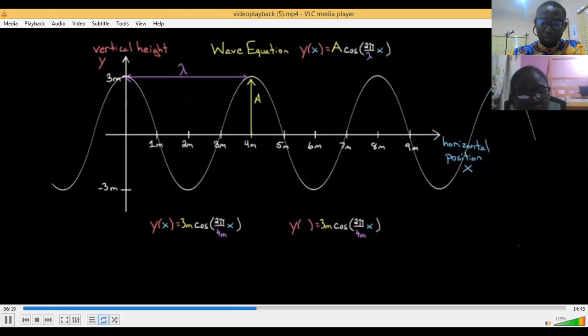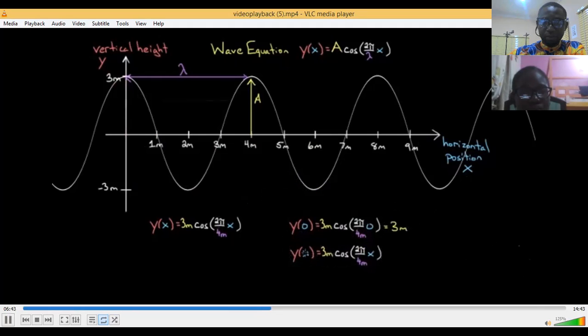So let's take x and let's just plug in 0. If I plug in 0 for x, what does this function tell me? It tells me that the cosine of all of this would be cosine of 0. And I know cosine of 0 is just 1. So it tells me that this whole function is going to equal 3 meters. And that's true. That's the height of this wave at x equals 0. So at x equals 0, the height of the wave is 3 meters. So that one worked. Let's try another one.